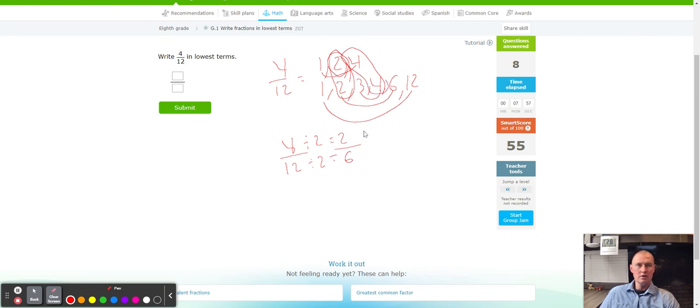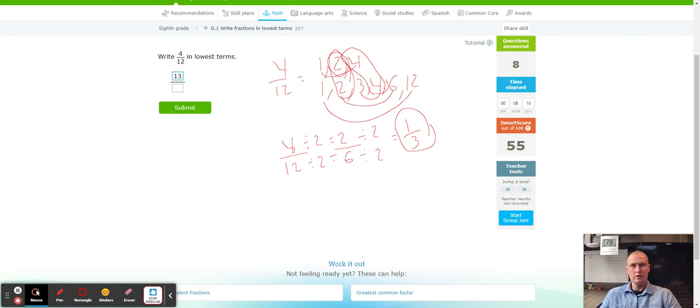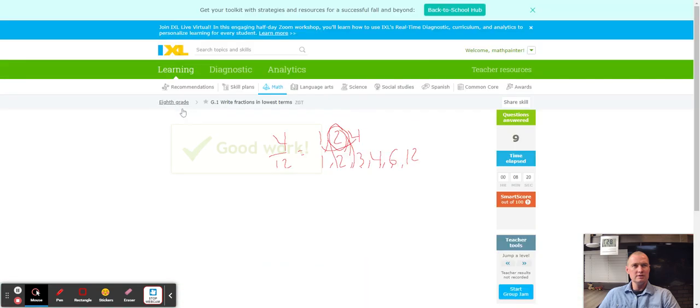But we can keep going because when we divide by another 2, it's going to correct that. So divide top and bottom by 2. 2 divided by 2 gives us 1. And 6 divided by 2 gives us 3. There we go. 1 over 3 will be our simplest form. So we got 1 over 3. Careful, sticky fingers on that one.